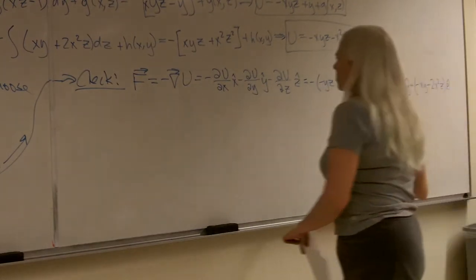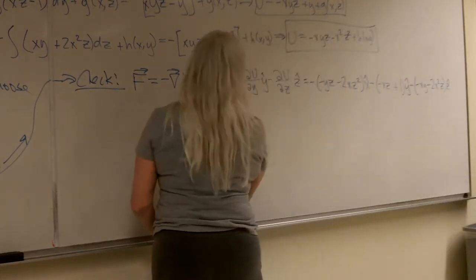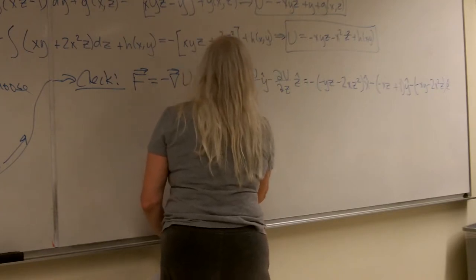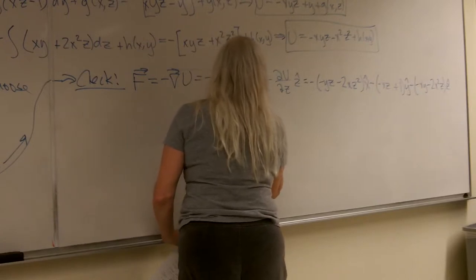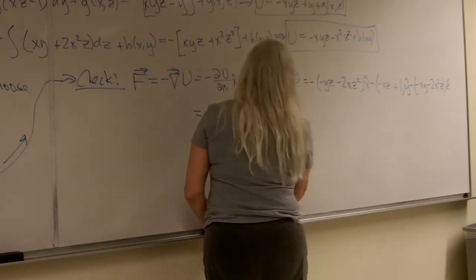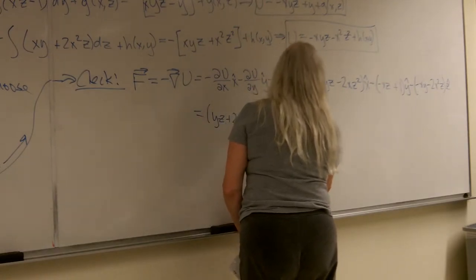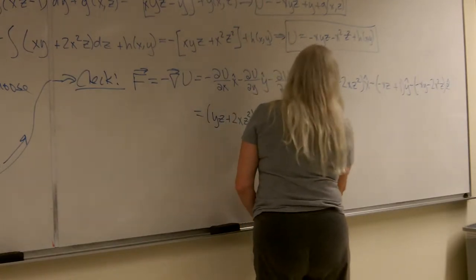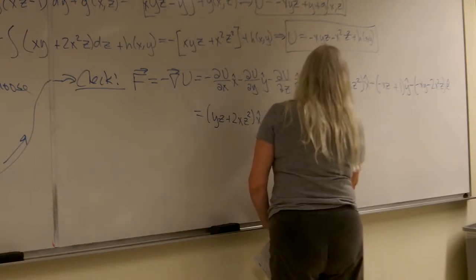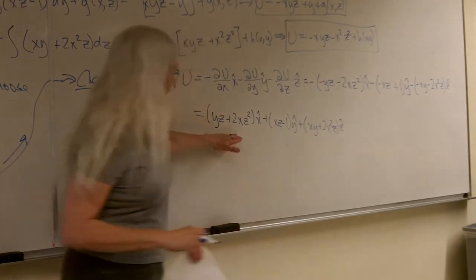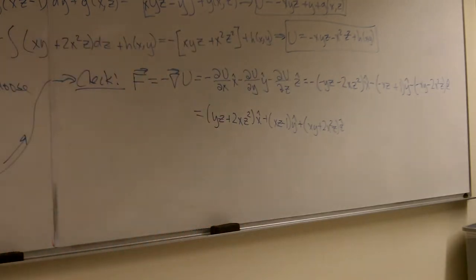So anyway, if you just distribute these minus signs through, that'll give you yz plus 2xz squared times x hat, plus xz minus 1 times y hat, plus xy plus 2x squared z times z hat. And if we haven't screwed up, that should agree with the force we were given back here at the beginning, right? And it does.